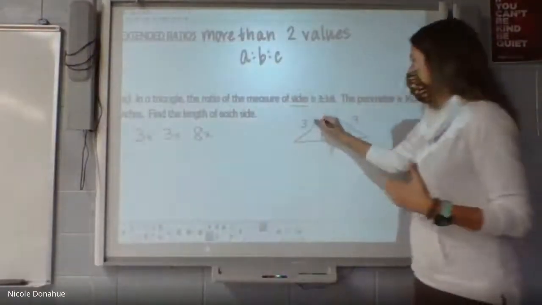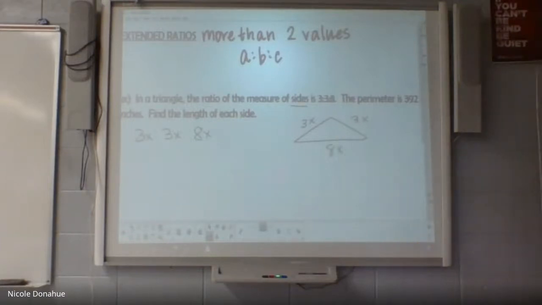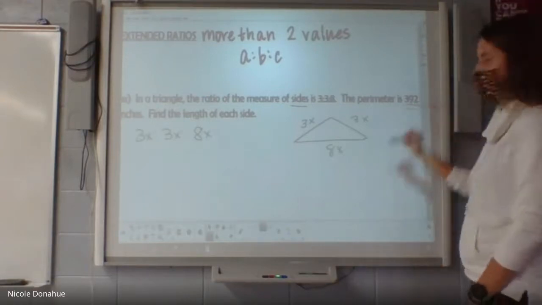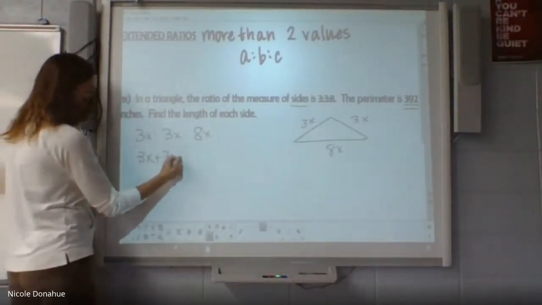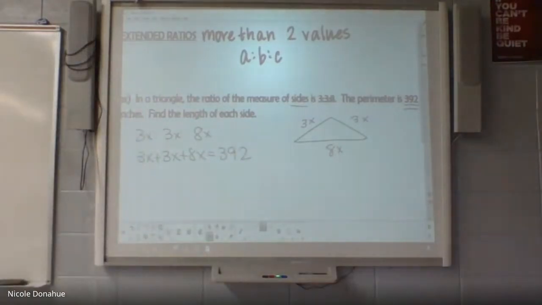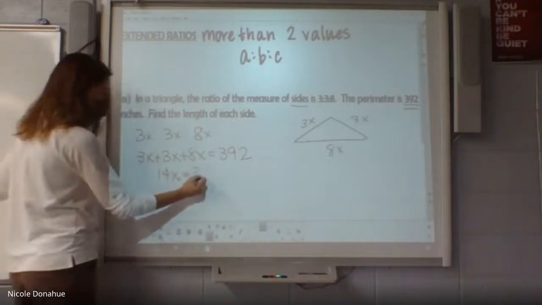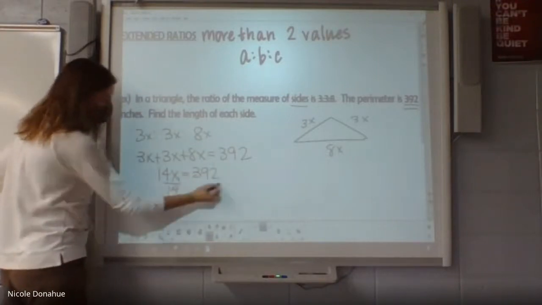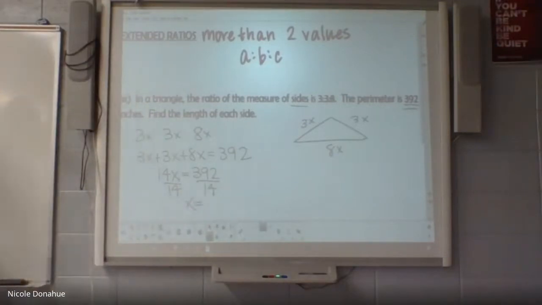So I'm going to put x's here, because they're all going to get multiplied by the same value in order to find that next equivalent ratio. I know these should add up to 392. So we're going to take these and add them, and it should add up to 392. Like I said, we have 14, but it's 14x. We're trying to figure out the value they were all multiplied by. So x ends up being 28, is that right?